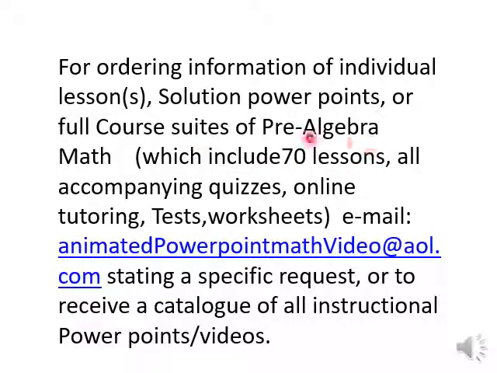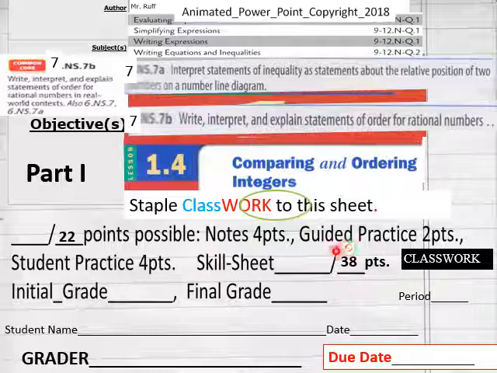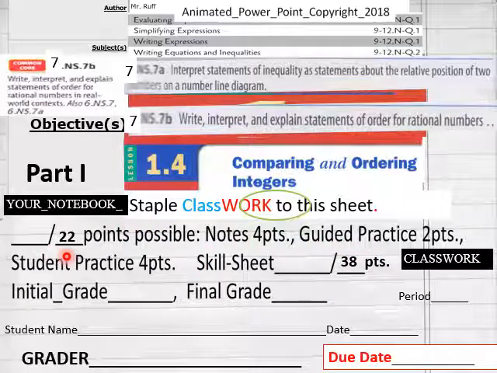Hello everybody, getting ready to do lesson 1.4 of pre-algebra math, part 1. Comparing and ordering integers. We have a 38-point skill sheet here, and then we have a 22-point notebook guide available for this lesson. Here is our standard, here are the objectives up here.